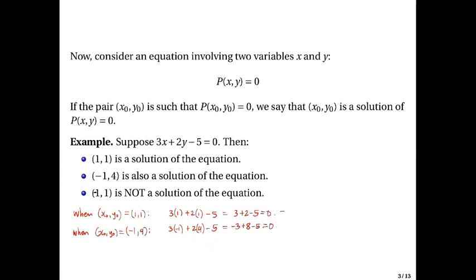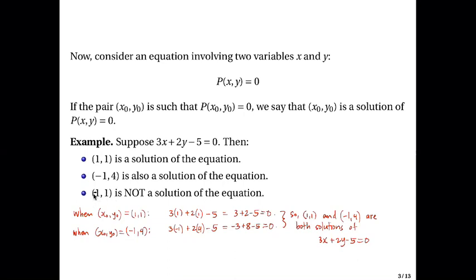Okay? So this implies that 1, 1, and negative 1 comma 4 are both solutions of the equation 3x plus 2y minus 5 equals 0. Okay? But let us test the last pair here.